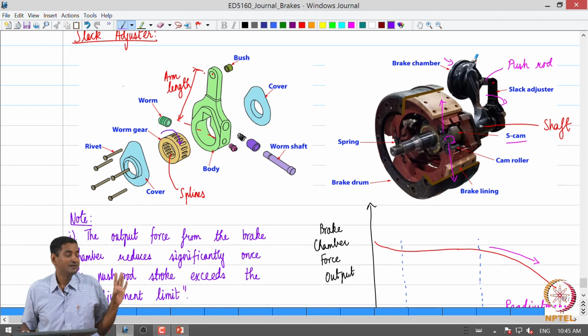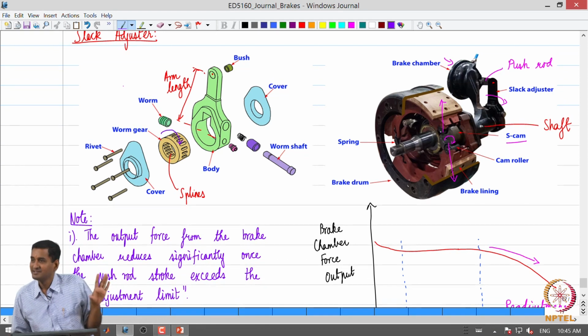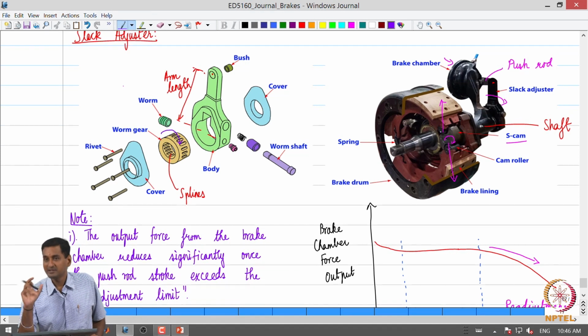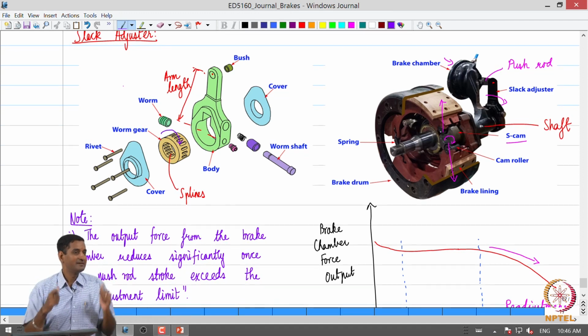We do not want the brake linings to be excessively worn out. Then even if you use this adjustment mechanism, we will not get proper brake force output, right. So this mechanism for adjusting the initial position has to be used judiciously. There is an adjustment nut which can be turned to rotate this worm gear such that the initial position of the brake shoe relative to the drum is brought closer, right. So that is the purpose of the adjustment mechanism.